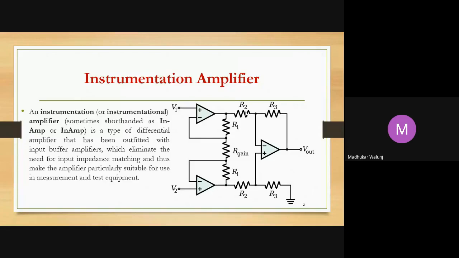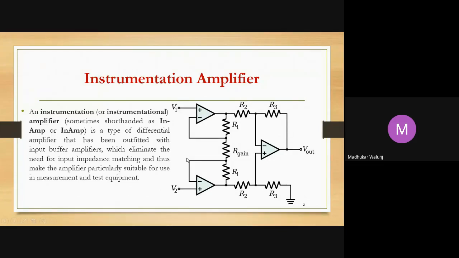We are going to see how the gain of this instrumentation amplifier is calculated: the first stage gain, where there are 2 operational amplifiers, and the second stage gain, where we have the difference amplifier. I have already told you that the difference amplifier has a gain of R3 upon R2. We have to find the gain of the first stage, and since we have 2 stages, we multiply the gains and finally we have the total gain. Vout will be the final gain into V1 minus V2, because we have a difference amplifier.